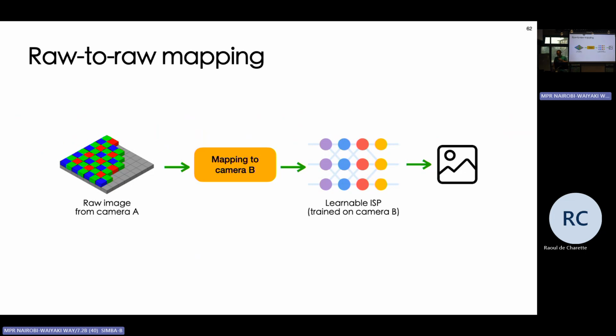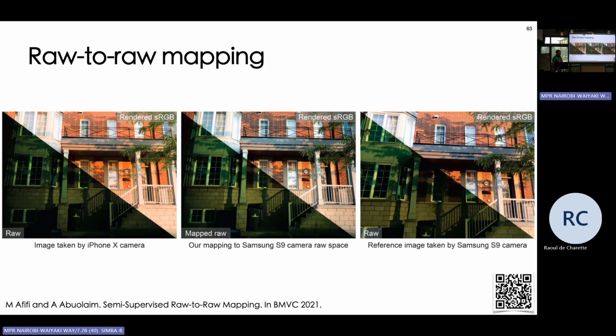So we need a practical solution to map from raw images of camera A to B, and that was the work that we proposed in BMVC 2021. The idea is to map the raw images from, let's say, an iPhone to look like the raw image of a Samsung, such that when we render that through a learnable ISP trained on Samsung, that gives us sRGB images that look similar to what we get from the Samsung device. So we need to do that in a practical way.